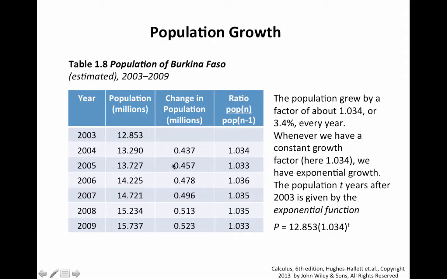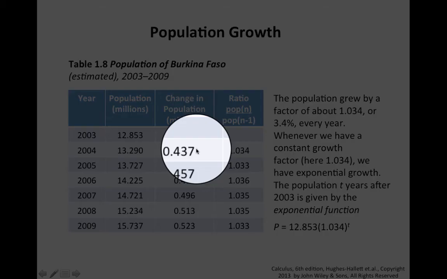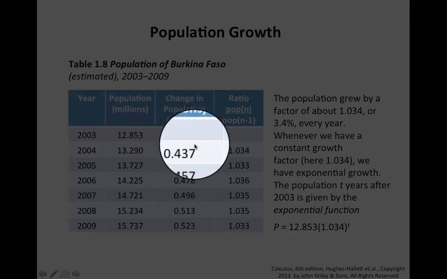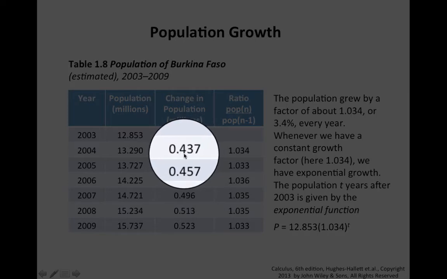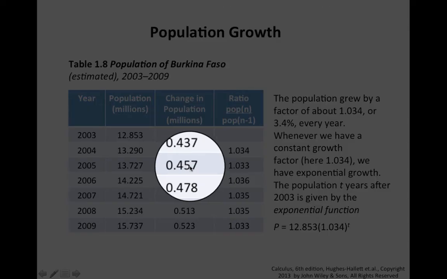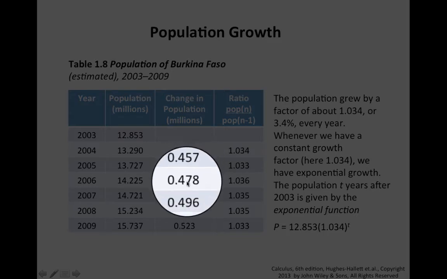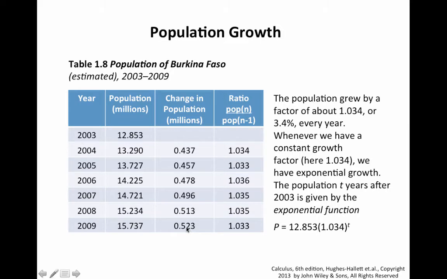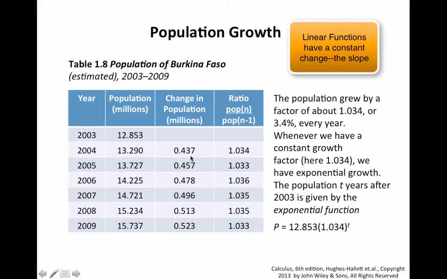So this next column over to the right, they calculated for us what the change in population was. And as you can see, that change is growing. So the change from 2003 to 2004 was 0.437 million, or that's about 437,000. But if we look farther down, you can see that that growth increases: 0.457, 0.478, all the way up to 0.523. So this is clearly not a linear function. The change is not like slope. It's not constant every time.